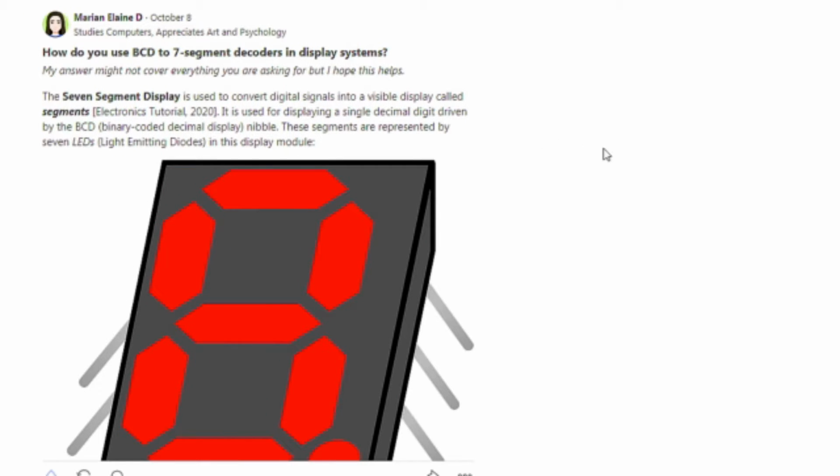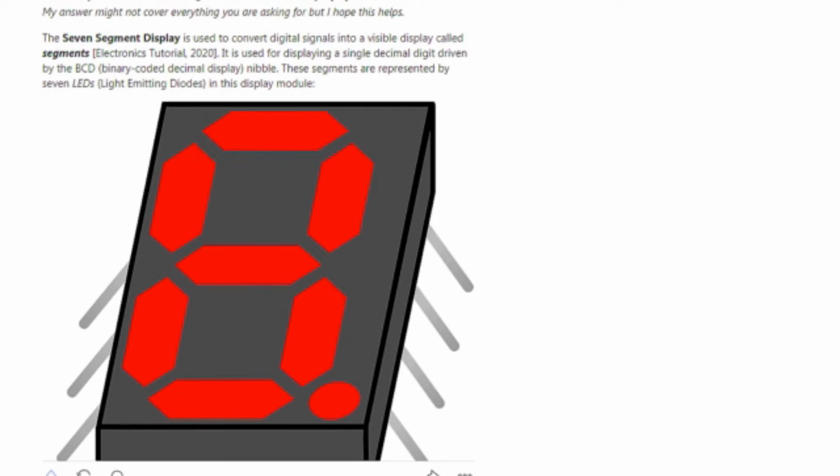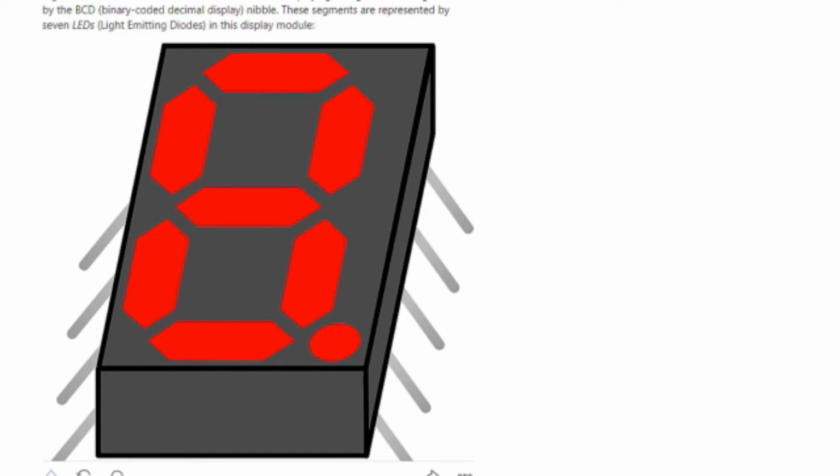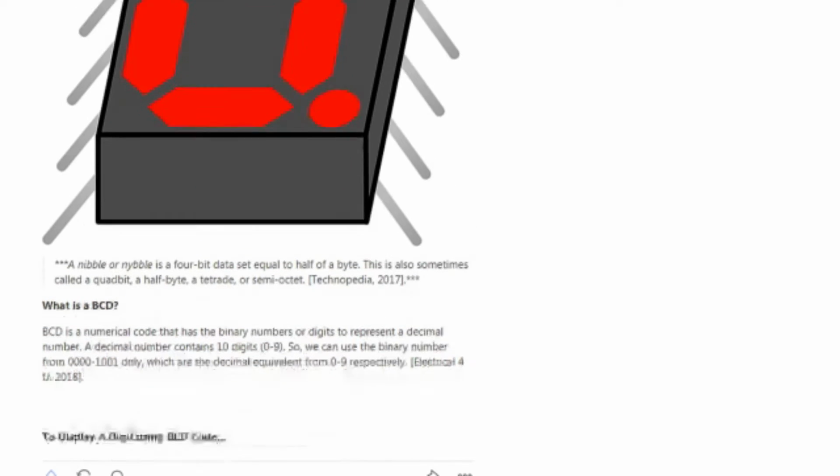The 7-segment display is used to convert digital signals into a visible display called segments. It is used to display a single decimal digit driven by the binary coded decimal, or BCD, and these segments are represented by 7 light emitting diodes, 1 2 3 4 5 6 7, and sometimes there is an 8th LED, depending on the module that you will use.